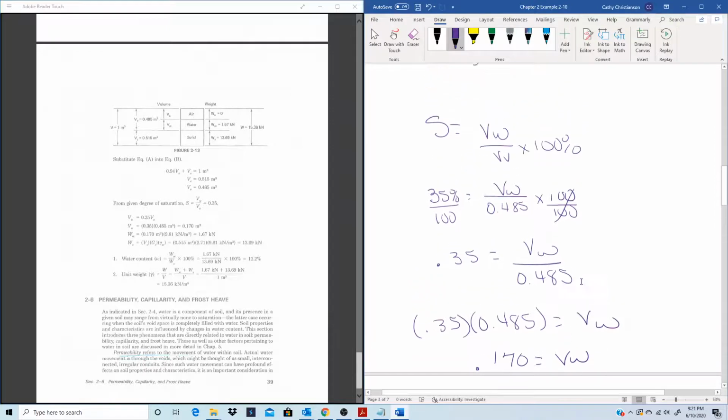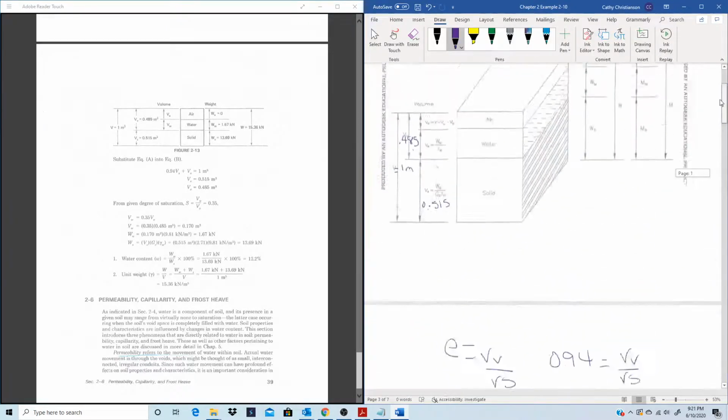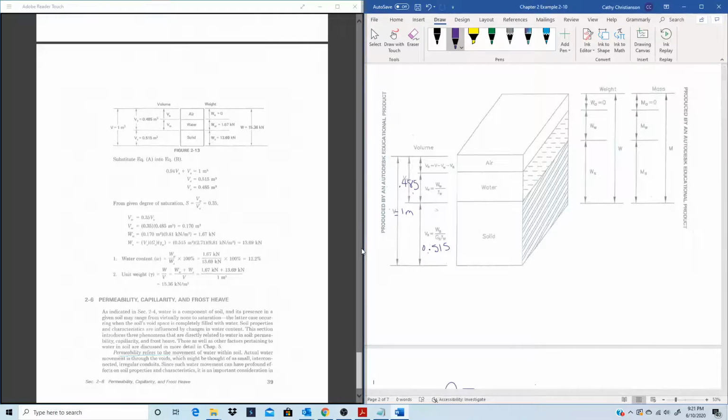Now, once we have that, we can go to the other side. So I'm going to write that's 170. If I want to solve for the weight of the water, it's just going to be the volume of the water times unit weight of water. And again, we're working with metric. So 170 times 9.81 will give me the weight of the water over here. That's going to be 1.67 if it rounds up.